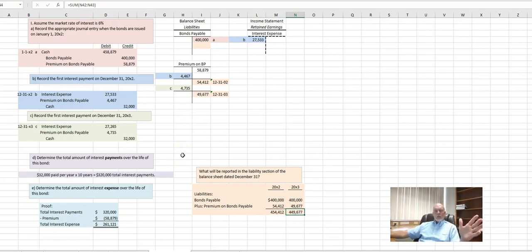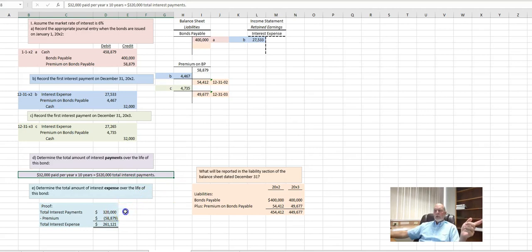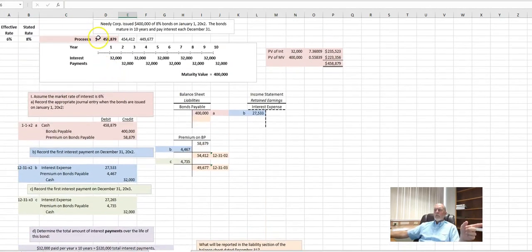So in total, I think it's good to remember, what is the effect of that premium or discount? Total payments are going to be $320,000, but the expense over the life of the bond is the $320,000 minus that premium. That's the total expense. Remember, they gave us $458,000 at the beginning, but we only have to pay back $400,000. That 58 is offsetting the true cost of interest. Okay, so that's the overall accounting of it.